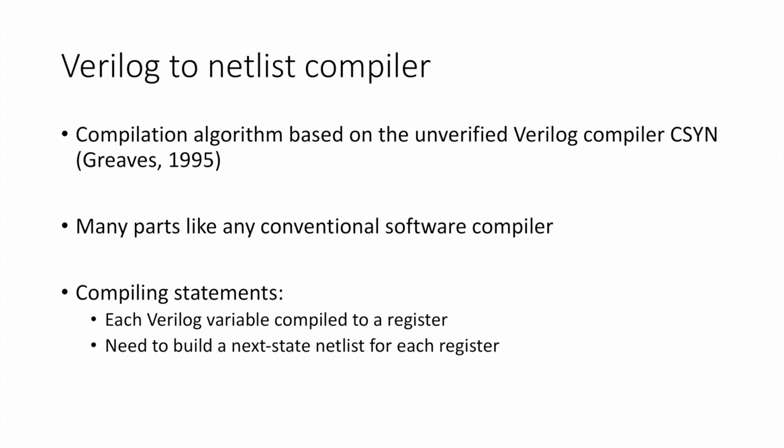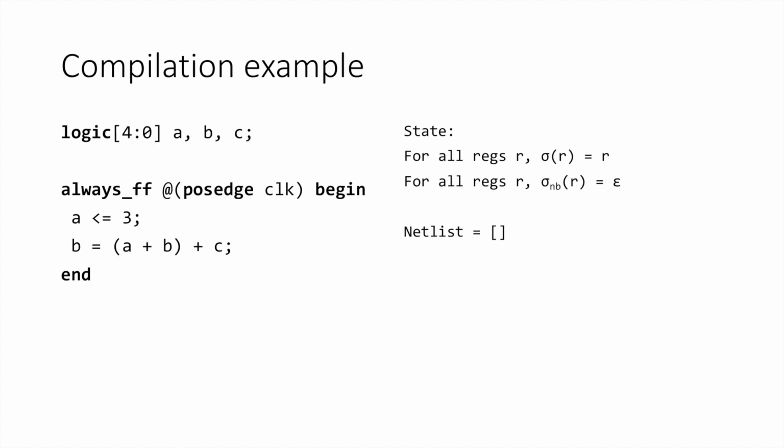For the Verilog to netlist compiler, the compilation algorithm is based on the compilation algorithm from the unverified Verilog compiler CSYN. If you're familiar with conventional software compilers, many parts of Lutsig will look familiar to you. What is happening here on a high level is that for each Verilog variable we allocate a register, and then for each register we need to build a next state netlist, such that we know how to update them each clock cycle. This is probably easiest seen with a concrete example.